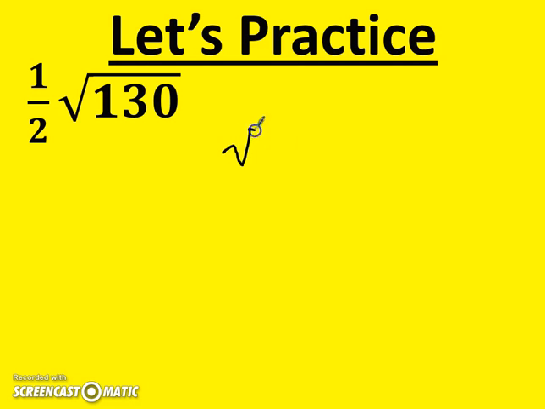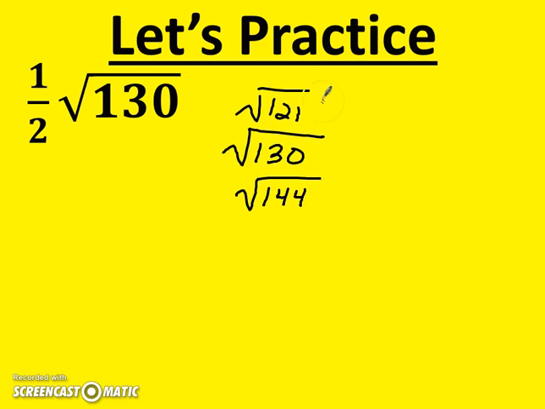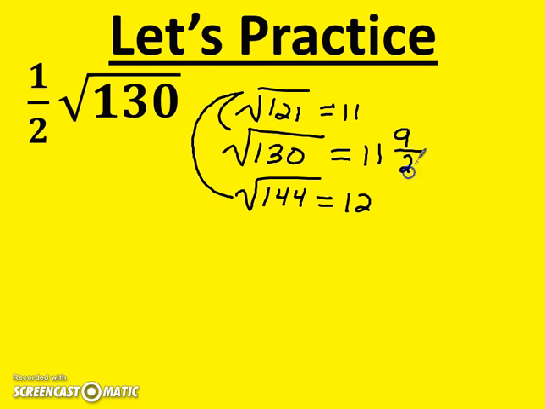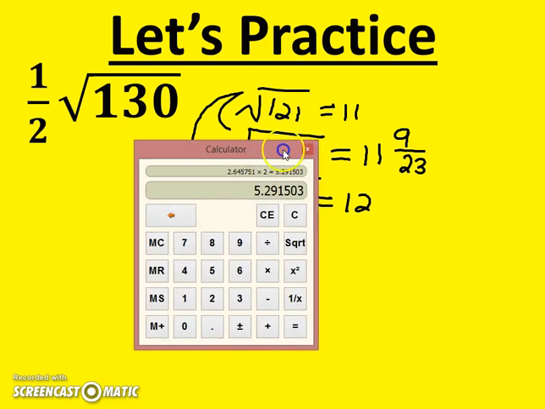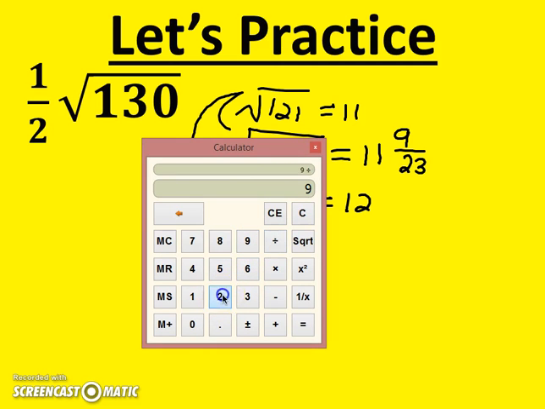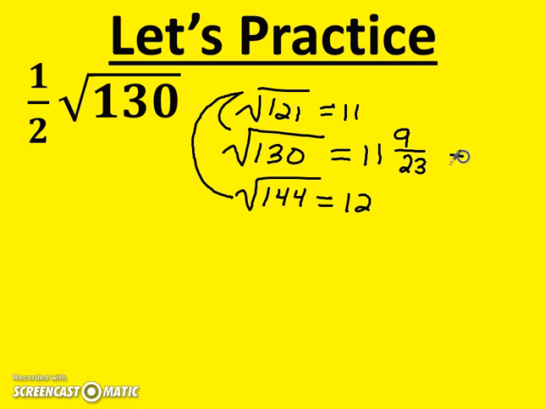Let's look at another example. The square root of 130 is between the square root of 121 and 144. So the square root of 121 is 11, the square root of 144 is 12. So it's going to be 11 and 9/23. Because we're running out of time, I'm going to use the calculator to divide 9/23. 9 divided by 23 is 0.39, so that'd be 0.4. So this is 11.4.